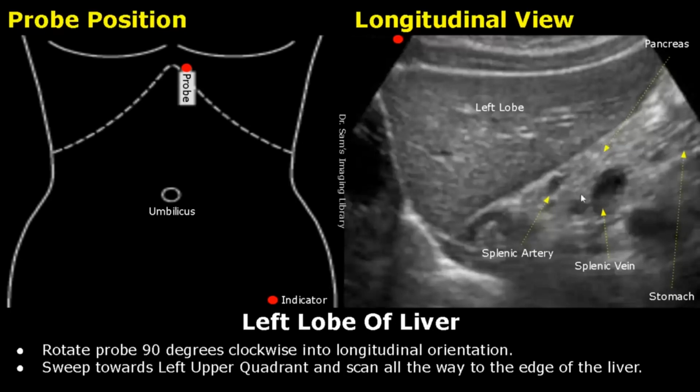This small, round, anechoic structure is the splenic artery. This large, rounded structure behind the pancreas is the splenic vein. The stomach may also be seen. It will look like a structure with alternating bright and dark layers.